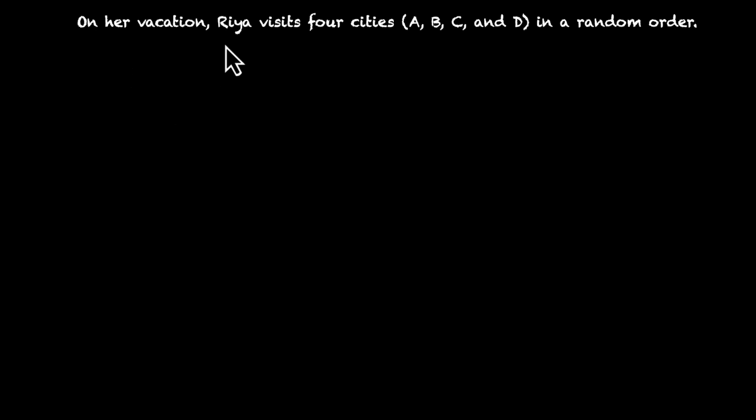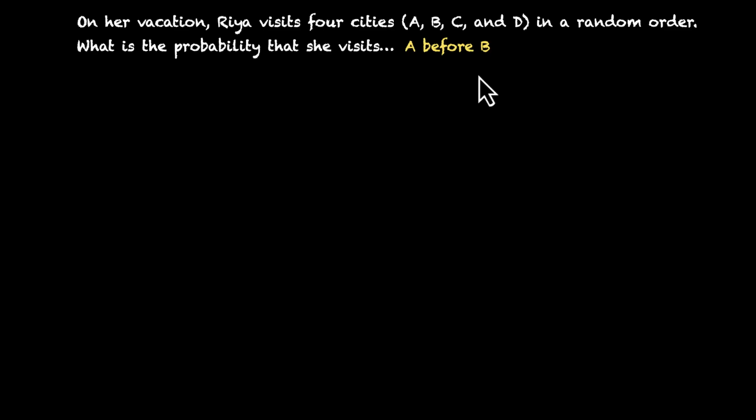In this video, we're going to find probabilities of some given arrangements. Here's the scenario that we're dealing with. On her vacation, Riya visits 4 cities A, B, C, and D in a random order. What is the probability that she visits A before B? Which means that the order in which she visits has A before B. A comes first. Pause the video, give this a try.